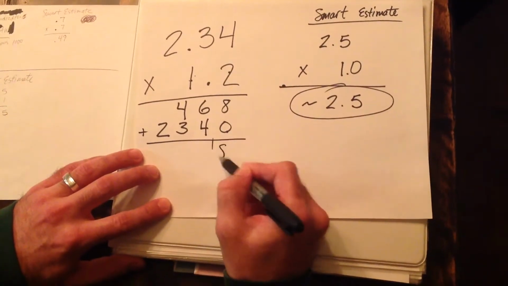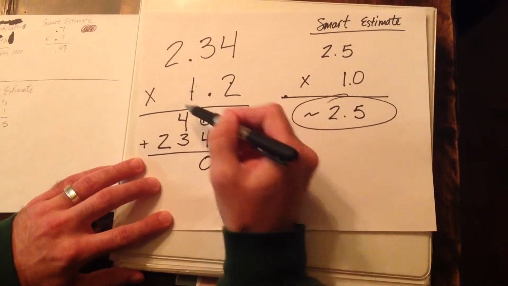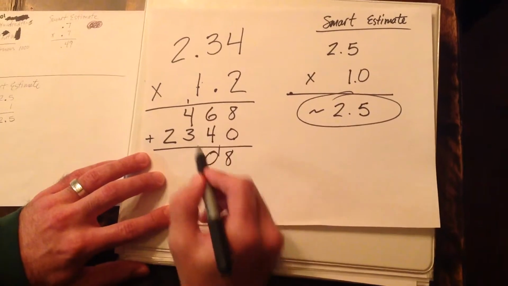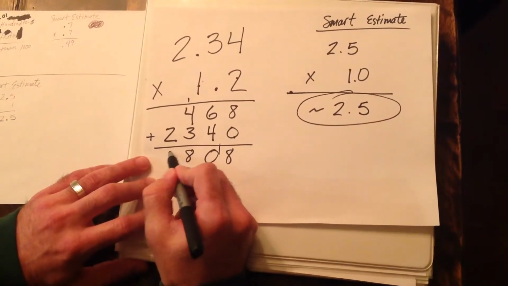8 plus 0 is 8. This hopefully is familiar to all of us. 6 plus 4 is 10. I carry my 1. 1 plus 4 is 5, plus 3 is 8. And 2 plus nothing above it is 2.